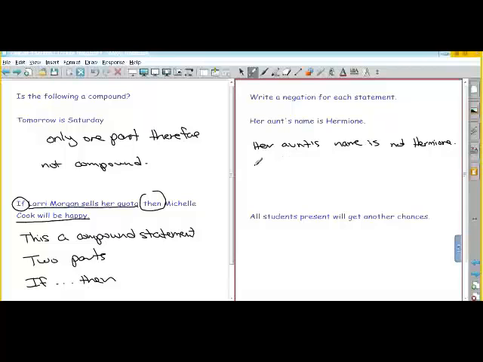Hermione. Okay. You can also say it is not the case that her aunt's name is Hermione.